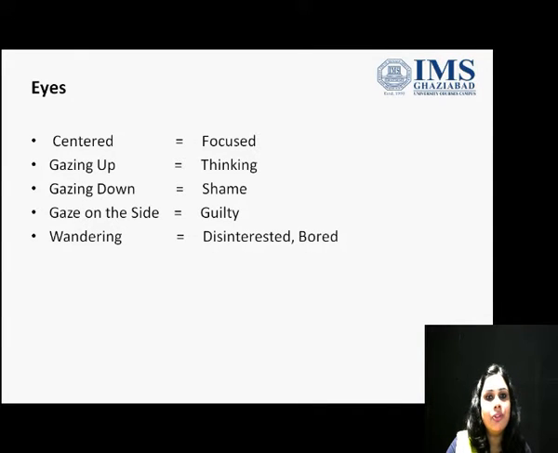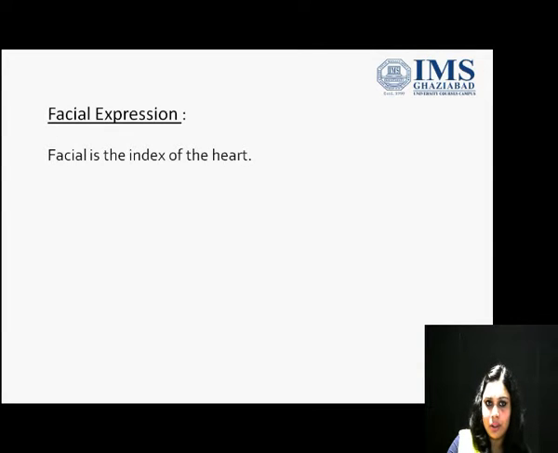Centered eyes means you're focused. You're gazing up, that means you're thinking. You're gazing down, it may be because of shame, and you are gazing to the side, it may be you are guilty of something. And wandering eyes means you are bored. You're not interested in what is being taught or what is happening around you.